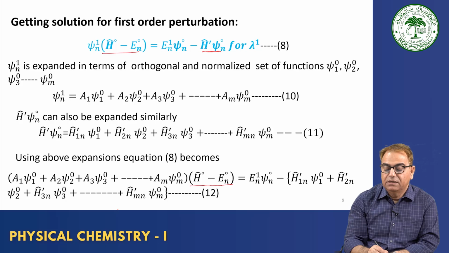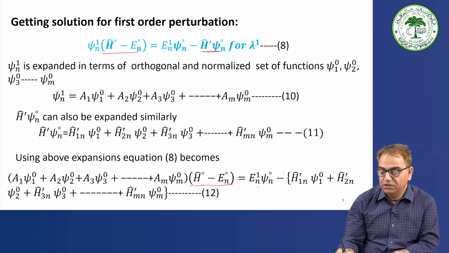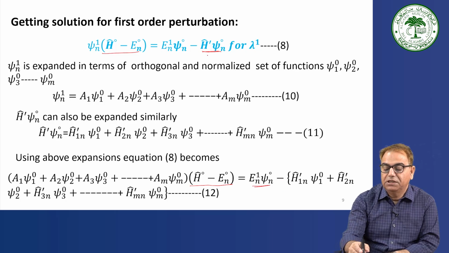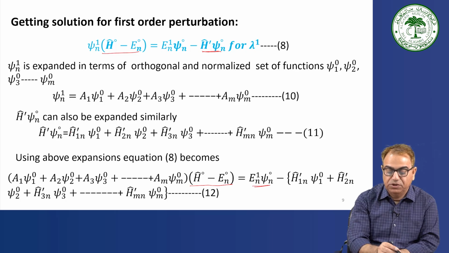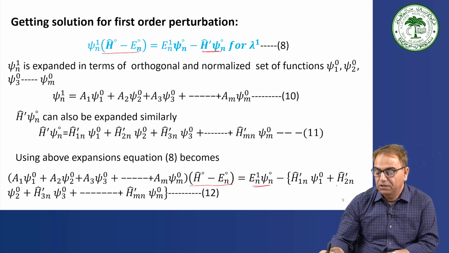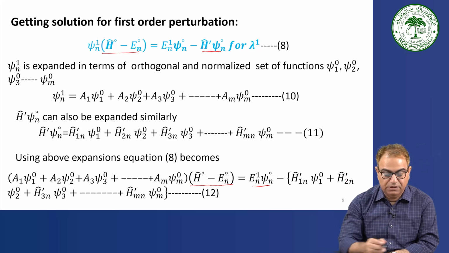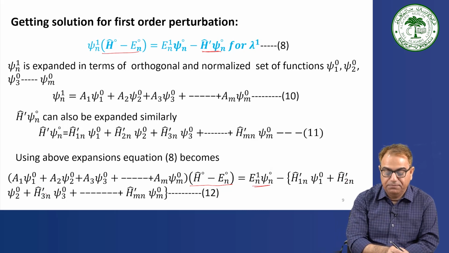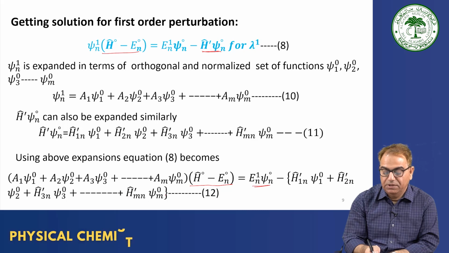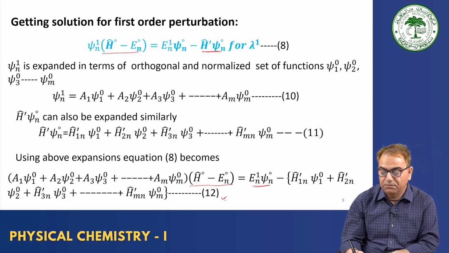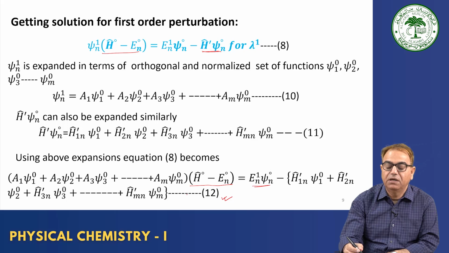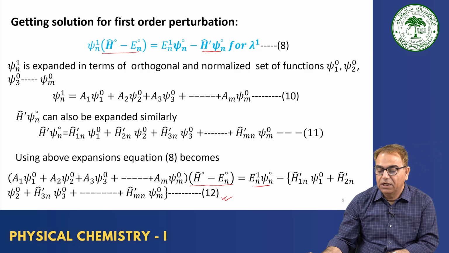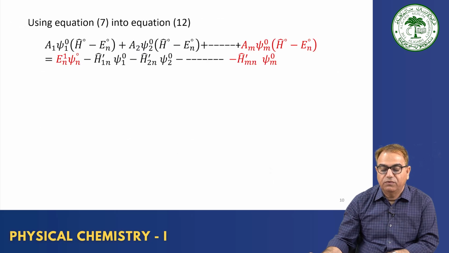On the right hand side, psi n1 and En1 and psi n naught remain as such from equation number 8. But this minus H prime psi n naught changes. H prime psi n naught we have expanded in equation number 11. So put that value: h1n prime psi 1 naught, h2n prime psi 2 naught, h3n prime psi 3 naught and hmn prime psi m naught. So this is equation number 12. I've just put the expanded forms of psi n1 and H prime psi n naught into equation number 8. And if you do that, then what can you write?